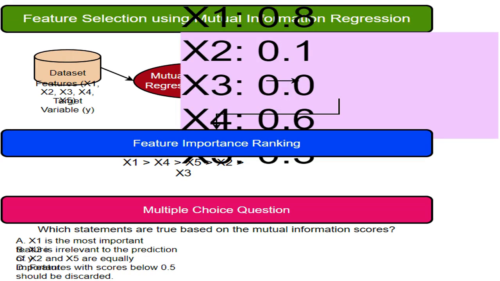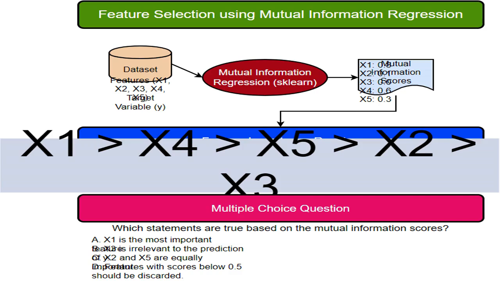These are the specific mutual information scores for each feature. The scores range from 0 to 1, where 1 indicates perfect correlation with the target variable and 0 means no correlation. X1 shows the strongest relationship with Y. This section presents the multiple choice questions based on the interpretation of the mutual information scores.